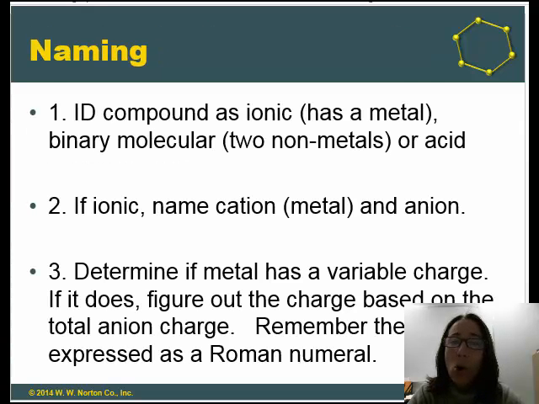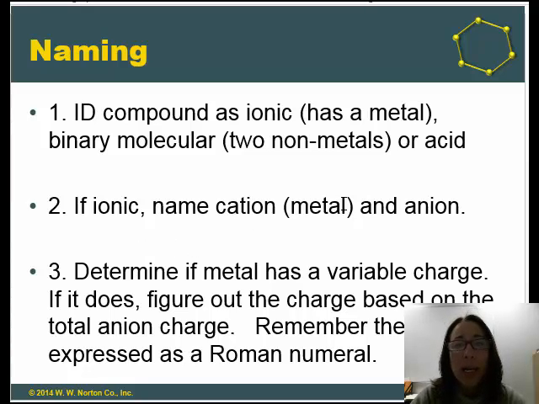So we've been focusing only on ionic compounds, but when it comes to the quiz, you're going to have to distinguish between ionic compounds, binary molecular compounds, and acids. So when you're naming, the first step is always determining what type of compound it is. It is an ionic compound if there's a metal in it. That's our criteria. It's a binary molecular if there are two nonmetals, and we'll go over the criteria for an acid later. So if it is ionic, which in this case it is because that's all we've gone over, name the cation and then the anion.